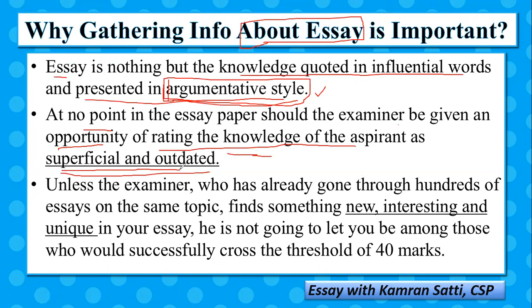The examiner has given you a vast choice when it comes to the CSS essay, and when you pick 1 out of 10, the examiner won't tolerate that your knowledge about that topic area is superficial or outdated. So you have to be very proactive in collecting information and data, statistics about a topic. Because if the examiner gets even a sniff that this candidate has crammed some notes and is not updated about the knowledge, then most probably you won't cross the threshold of 40 marks.